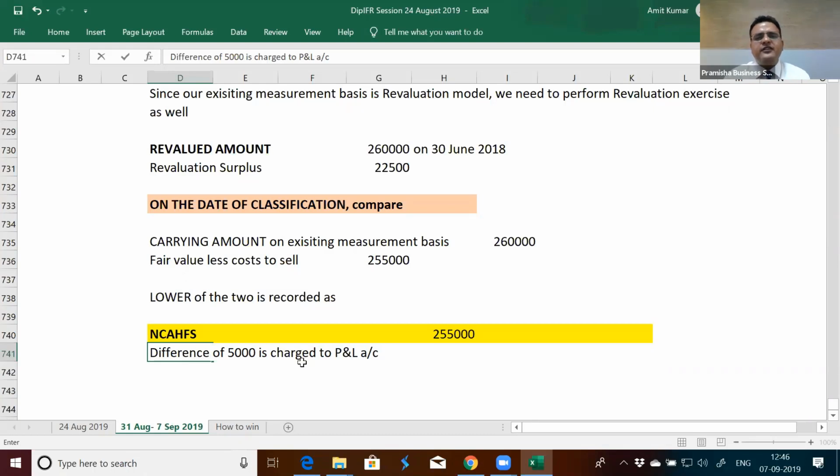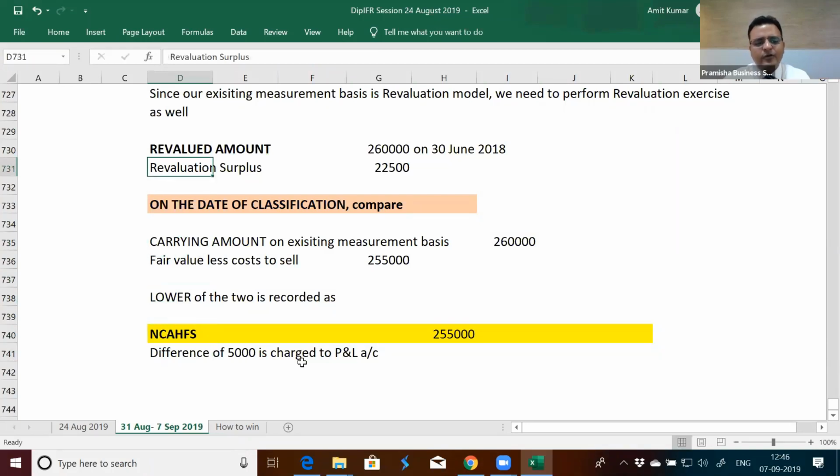Now there will be confusion that why didn't we reduce it from revaluation surplus? We did not reduce it from surplus because it is not IAS 16 property, plant and equipment. It is moving on to the next standard. If we are following IAS 16, we'll follow the principles of the revaluation model only if something belongs to IAS 16 property, plant and equipment. But if something belongs to IFRS 5 non-current asset held for sale, the principles of IAS 16 will not apply to it. Got it?